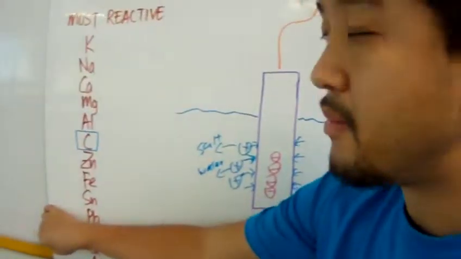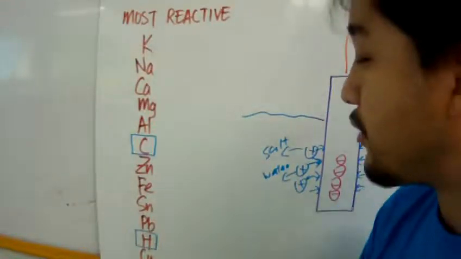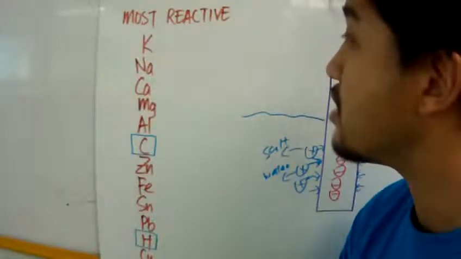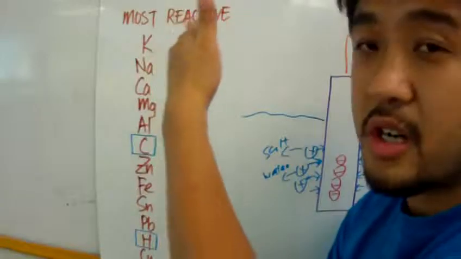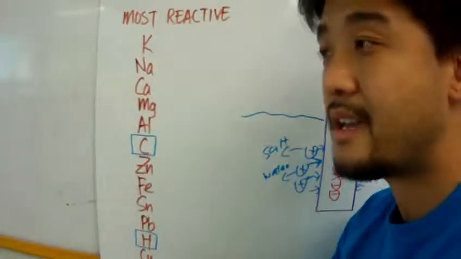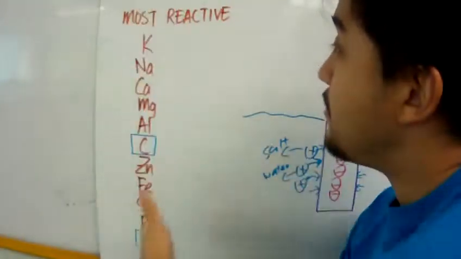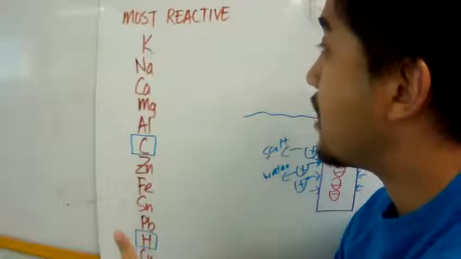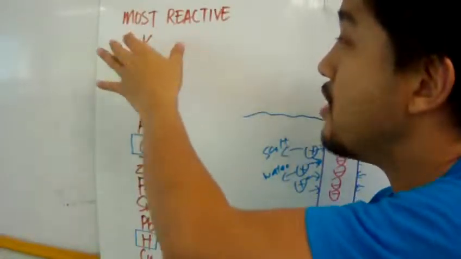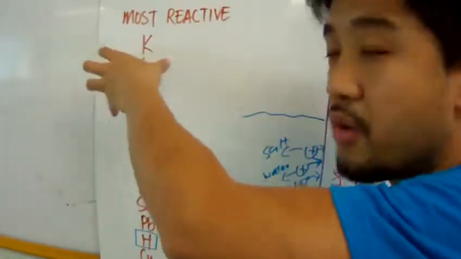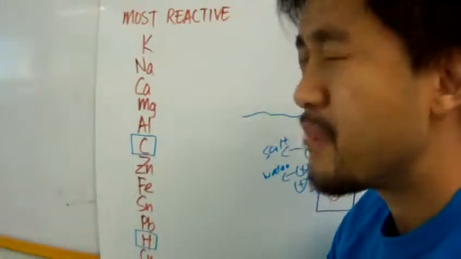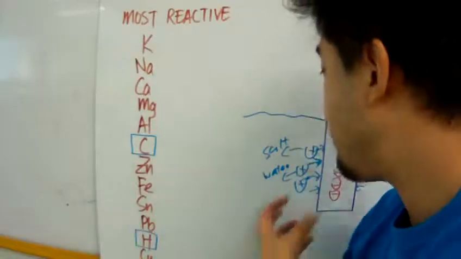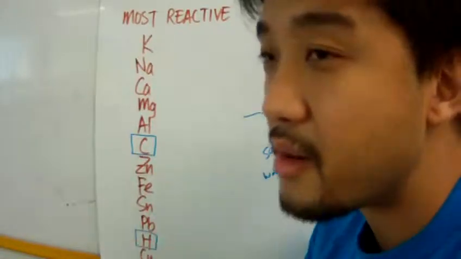And which one is going to become the neutral element? Well, we have to refer to our metal reactivity chart. You learned this in KS3 and you'll learn it again in the next term. If the element or the ion is more reactive, it's going to want to stay in the solution because it's more stable that way. If it becomes a neutral element, it's going to be very reactive.